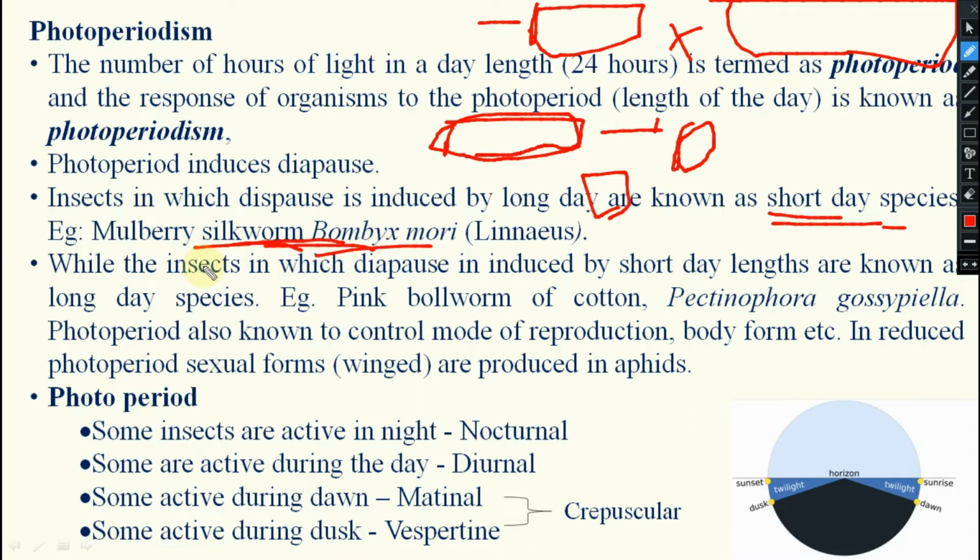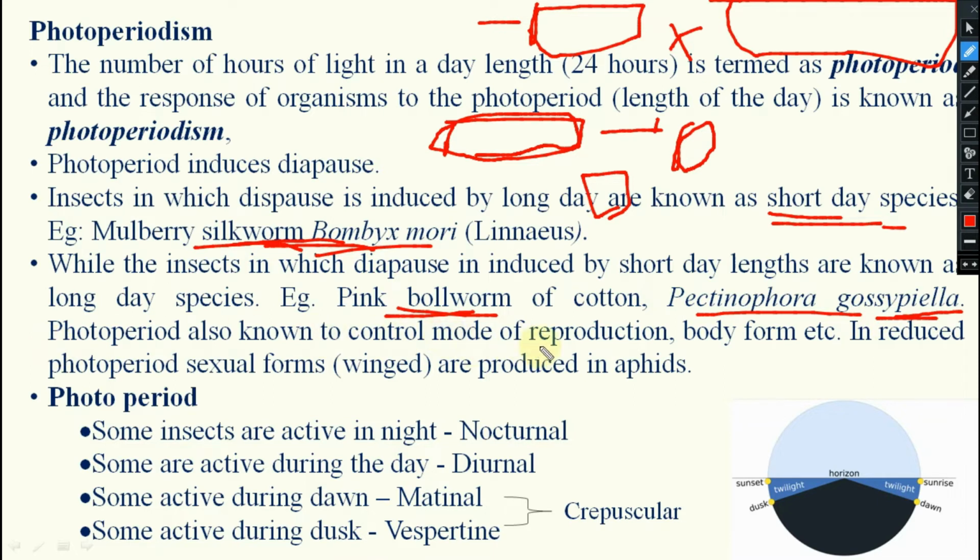So what is the reverse, the long day species? The insects which undergo diapause under short day, that means short photoperiod, short light hours, are known as long day species. That means they need a long photoperiod, more light hours. If fewer light hours are there, they will undergo diapause. Same thing. For example, the pink bollworm of cotton, Pectinophora gossypiella. Very important.